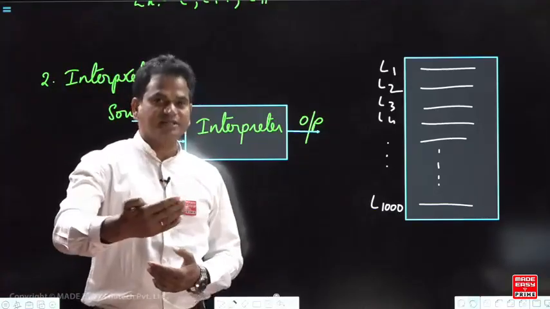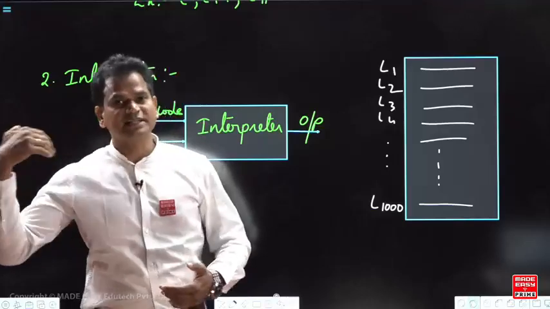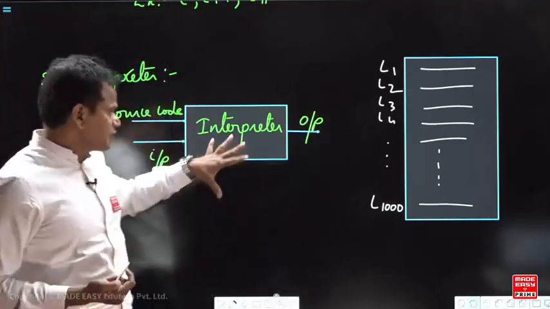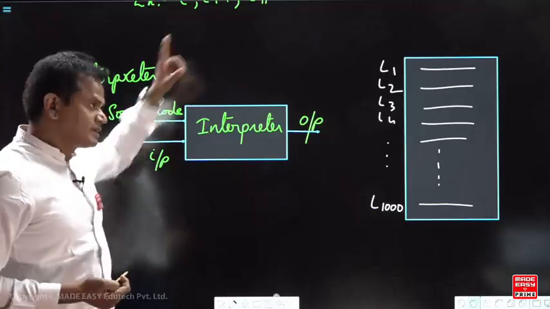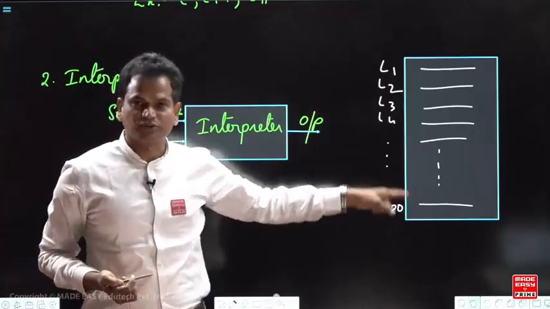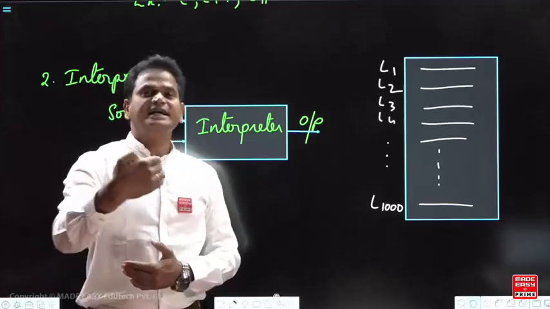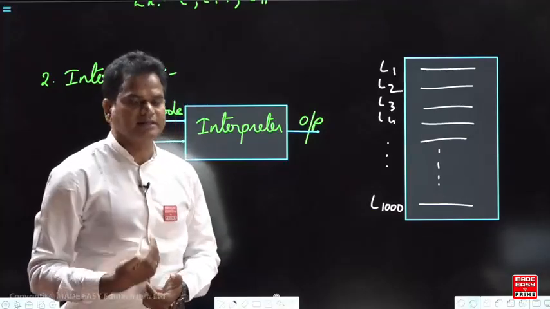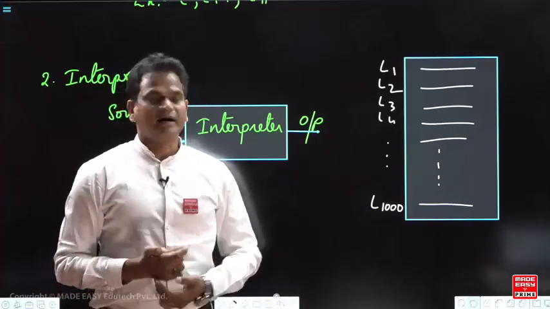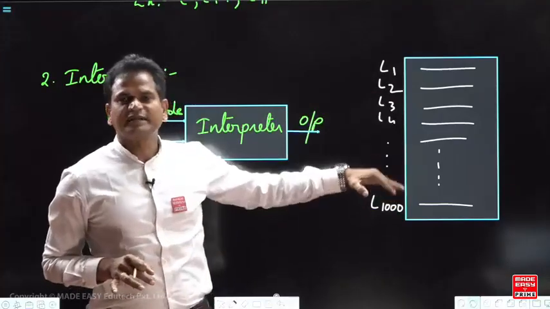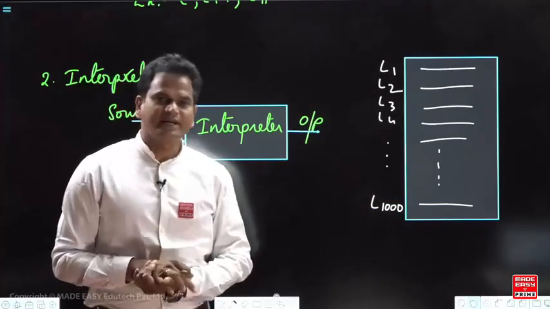And the compiler is faster because once you get the executable code, as long as you give the inputs, it produces the output. In the case of an interpreter, if you change the input, the interpreter executes the total source code. That is the reason every time you change the input, it executes the code. That is the reason the interpreter is slower than the compiler. And the easy thing here is that error diagnosis can be done easily in the case of an interpreter.